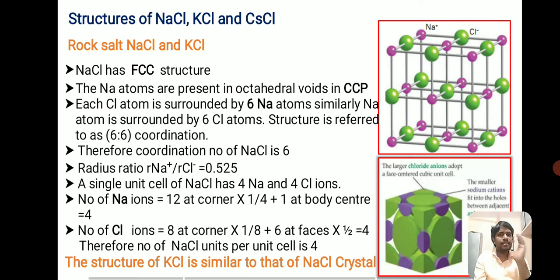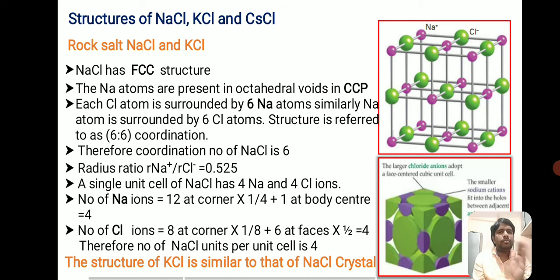Here a single unit cell of sodium chloride has 4 sodium and 4 chloride ions. Coming to the calculation part, the number of sodium ions is calculated by 12 at edges into 1/4 plus 1 which is present at the body center. So totally it is 4. When we solve this, you will get 4.